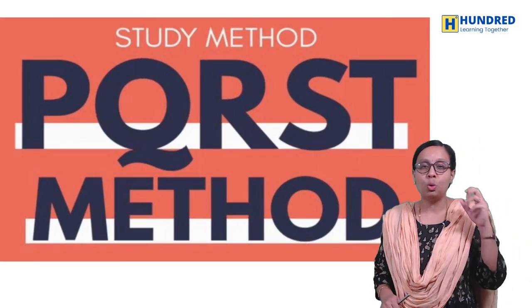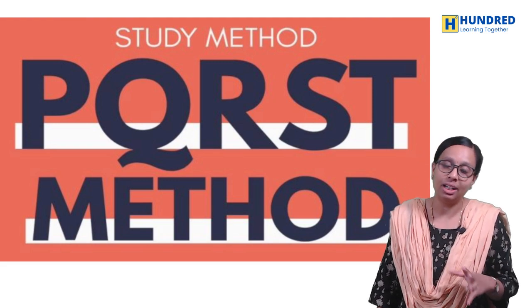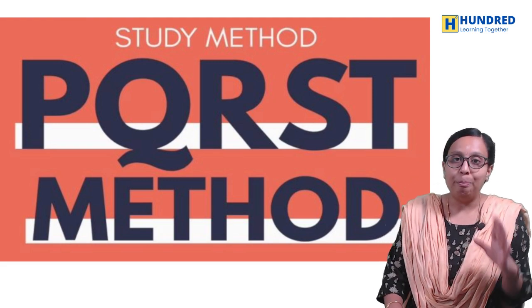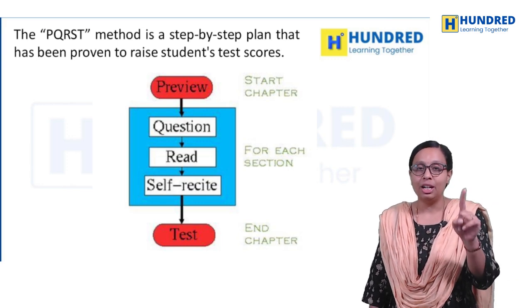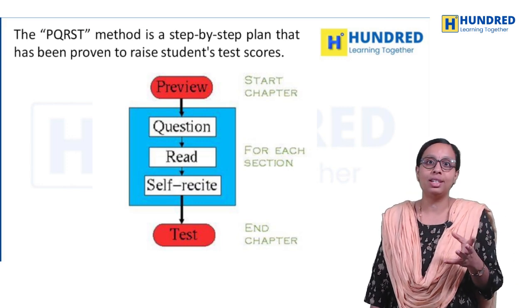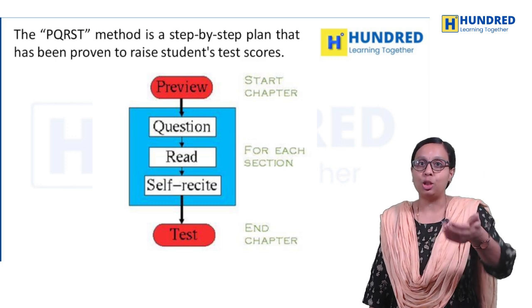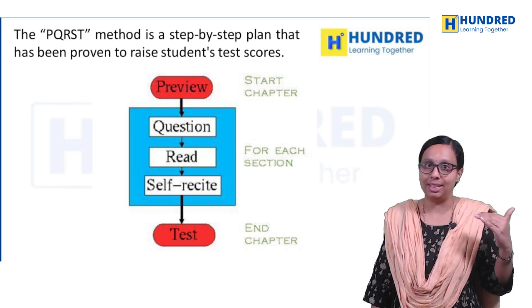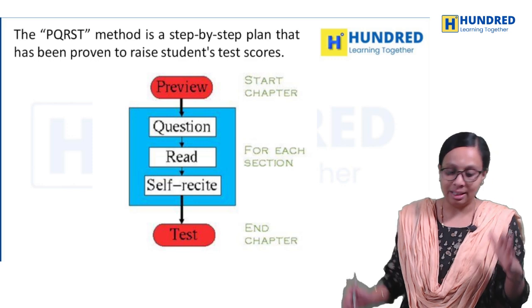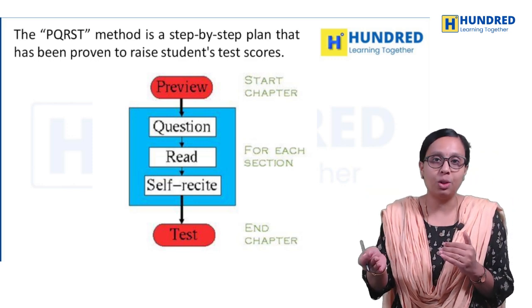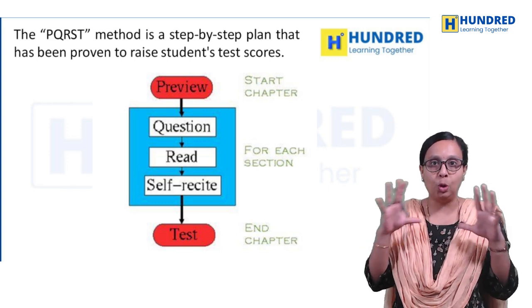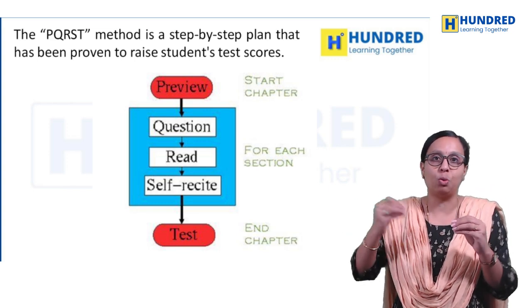Now coming to one of the most proven study methods, the PQRST method. Believe me, try and follow this method for at least one chapter. You will definitely notice a difference between the pattern that you followed earlier and the new pattern. So what we'll have to do here is, P stands for preview. When you start a chapter, they would have taught you in the school. So you'll have to just go through it. What are those concepts that were taught?